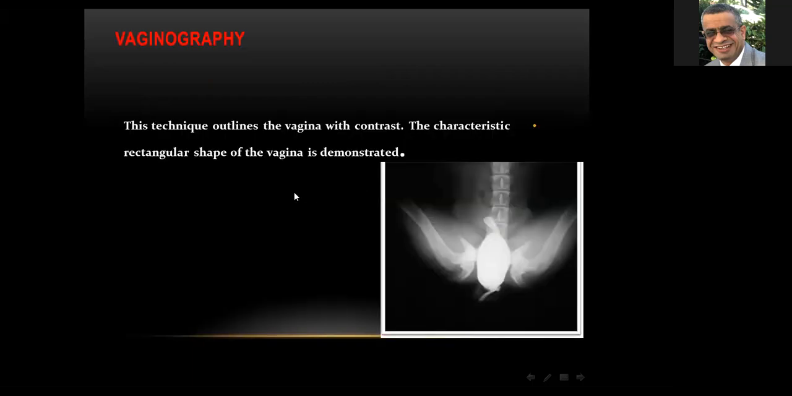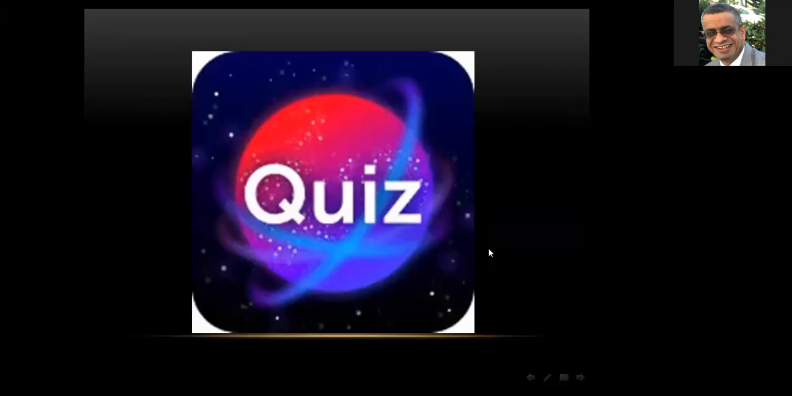The last modality we have is vaginography. This technique outlines the vagina. With contrast, the characteristic rectangular shape of the vagina is demonstrated.